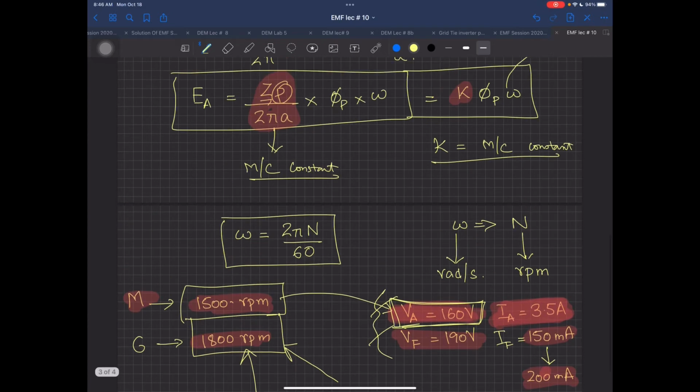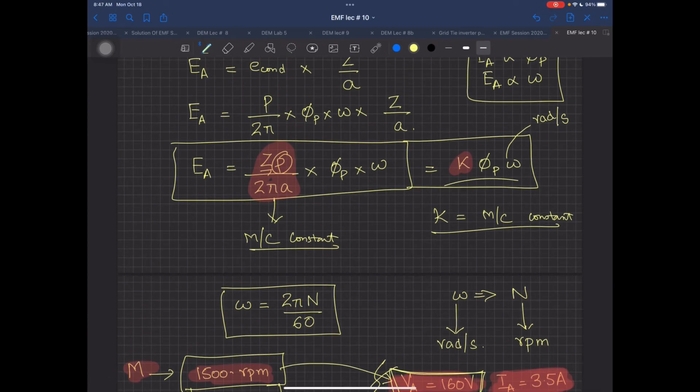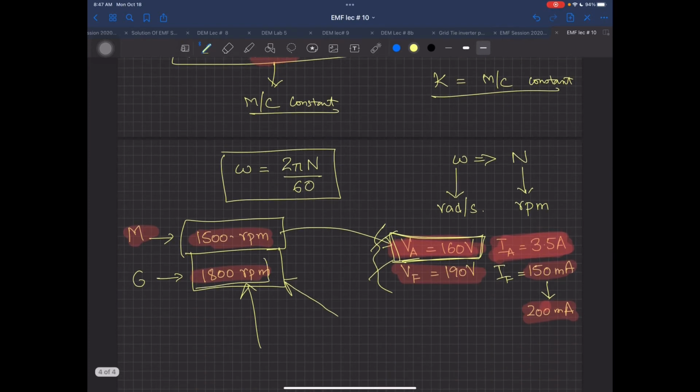Because we know EA is equal to K phi omega. So if you increase omega, your EA will increase. But that EA has to pass through the resistance of your windings, and go through some friction losses, some eddy currents or whatever is taking place. So this 1800 RPM is the rated speed for a generator so that it can give a 160 volt output. When you apply this, you may not even get 1500 RPM, so it will be a little less, but at no load it will be giving 1500 RPM.